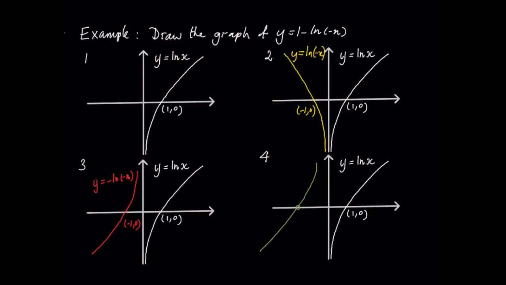As for the new intersection point, it's easy to find because we will have 1 minus log of minus x equal to 0. We know that log of e is equal to 1. So the intersection point must be at (-e, 0). And the domain of the function will be x less than 0.